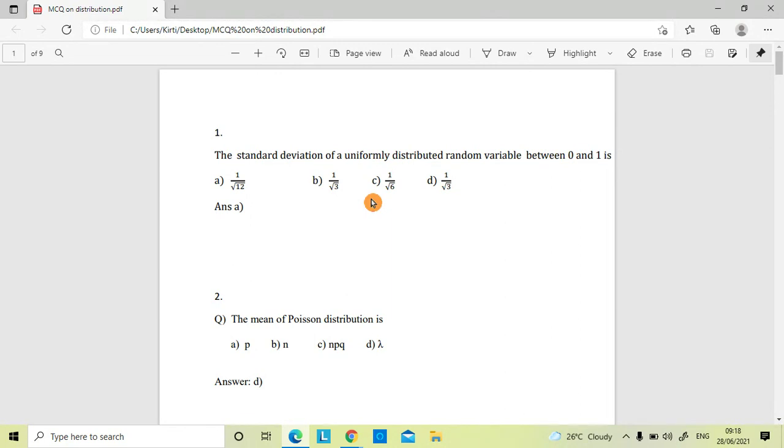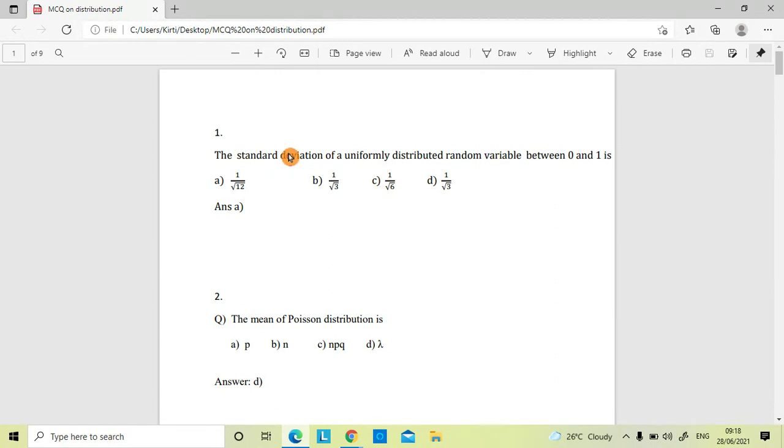To exam, right? So let's start. So good morning all once again. So we shall start discussing the MCQ questions on probability distribution. So what is my first question?